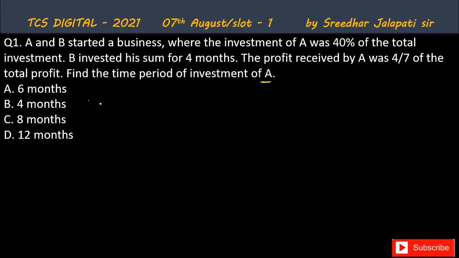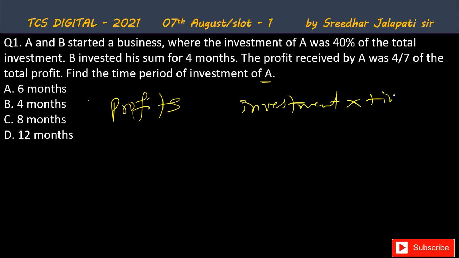So we know that in a business partnership, profits should be distributed in the ratio of the product of investment and time period. This is the ratio in which profits should be divided. Here, let us assume the total investment as 100 rupees. A invested 40%, that is 40 rupees.